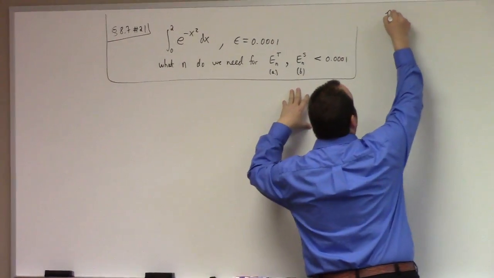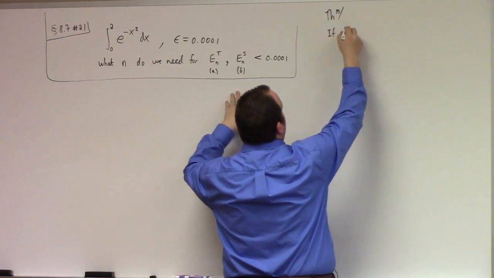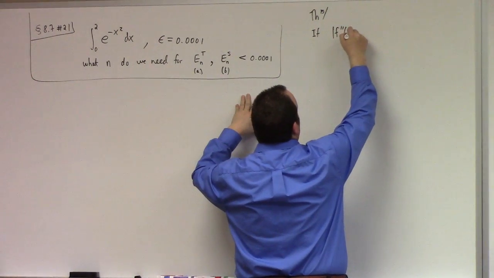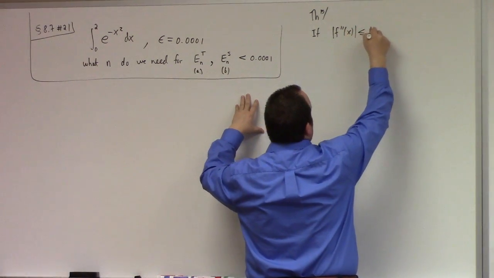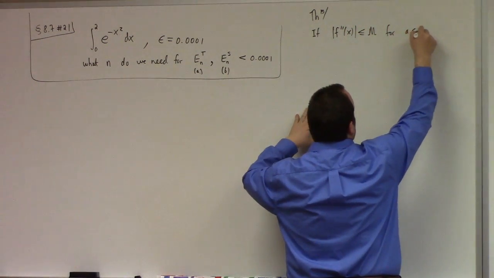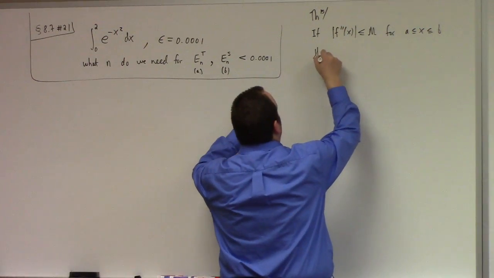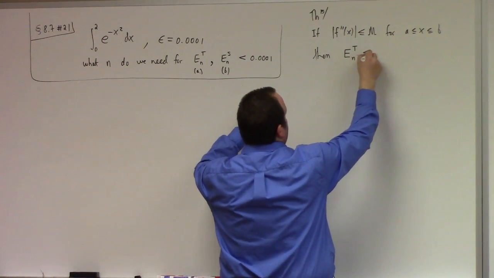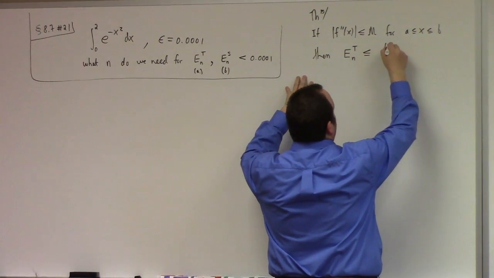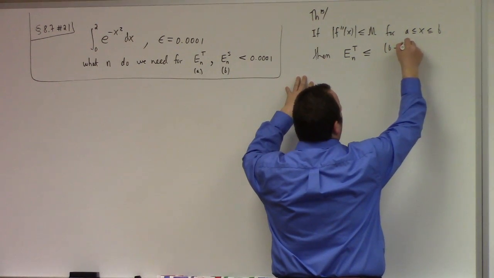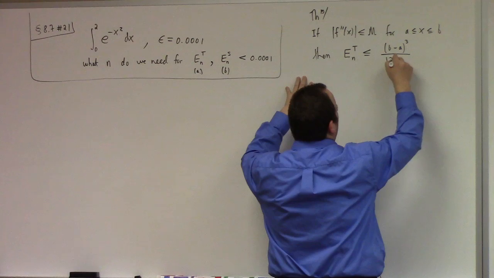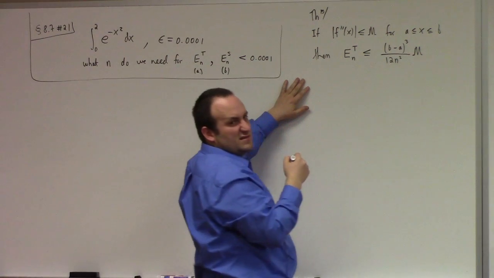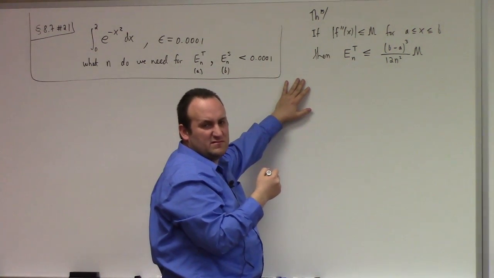What was the theorem? If the absolute value of f prime prime of x is less than or equal to m for a less than or equal to x less than or equal to b, then the error in the trapezoid rule of order n is less than or equal to, how's it go? b minus a to the third power divided by 12n squared times m. Did I get it right?